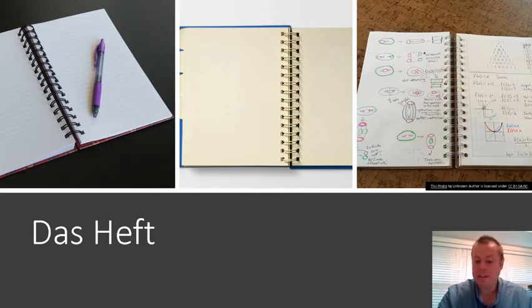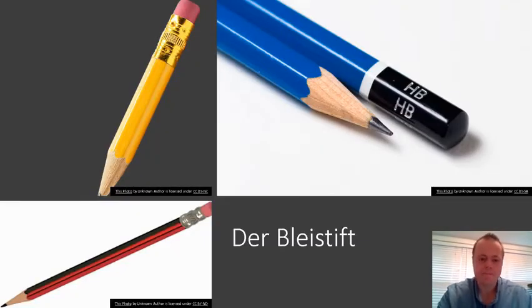All right, the next one is das Heft. So we see a couple of examples here. Das Heft is a notebook. Der Bleistift is a pencil.